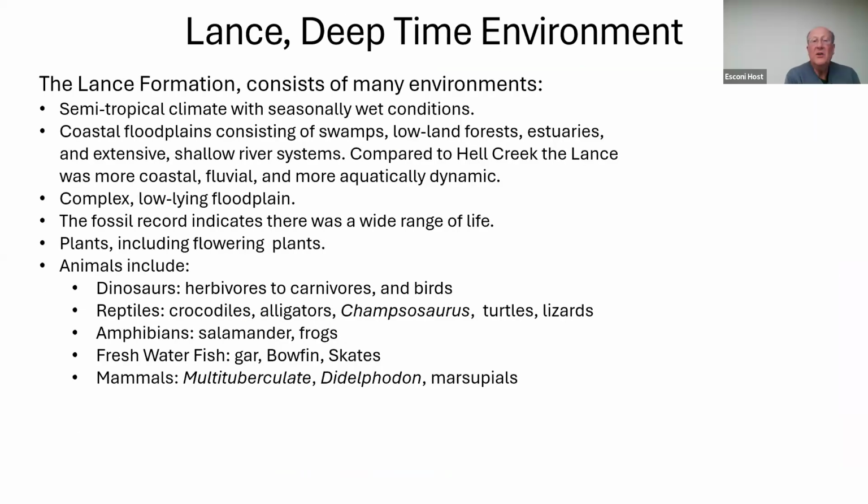Deep time of the Lance Formation consists of many environments, especially in the Badlands. It was a semi-tropical climate with seasonal wet conditions. It was pretty much a coastal floodplain consisting of swamps, lowland forests, estuaries, and extensive shallow river systems, which complements the area when we go collecting, because one of the things you're always looking for are things like fish scales or small parts of bones or turtle shells. And you will see that scattered on and off throughout the Lance Formation.